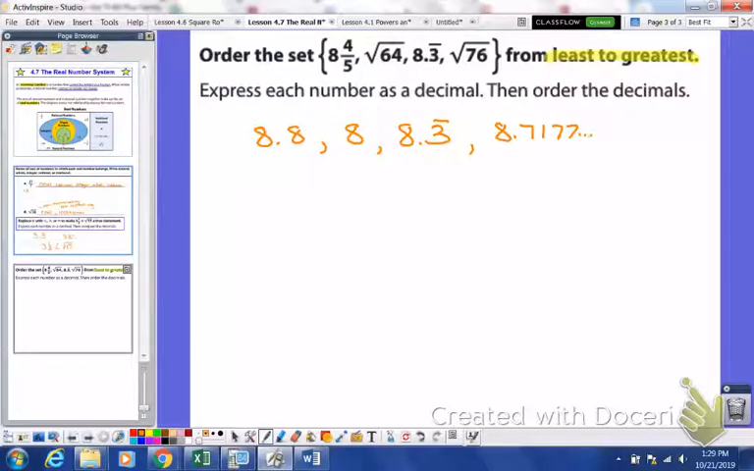So least to greatest. Well, they're all an 8. So if I check out my decimals, 8 does not have a decimal, so that came from the square root of 64. Again, go back to the original. Then next, I see a 0.8 compared to a 0.3 compared to a 0.7. They're all different. So my lowest one is the 3. That one started as a decimal, so 8.3 repeating. Then 7 is less than 8, so that came from the square root of 76. And last but not least, 8 and 4/5.